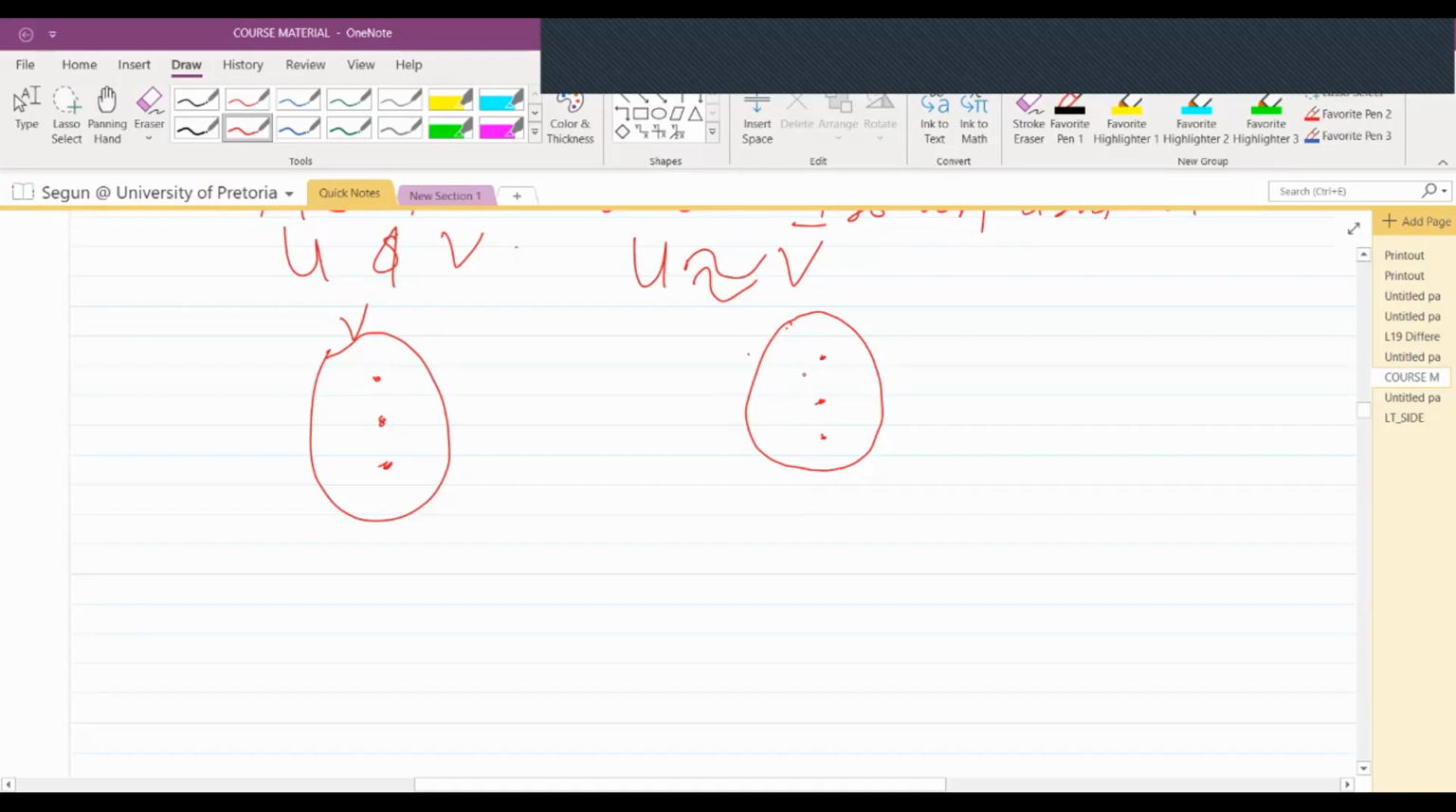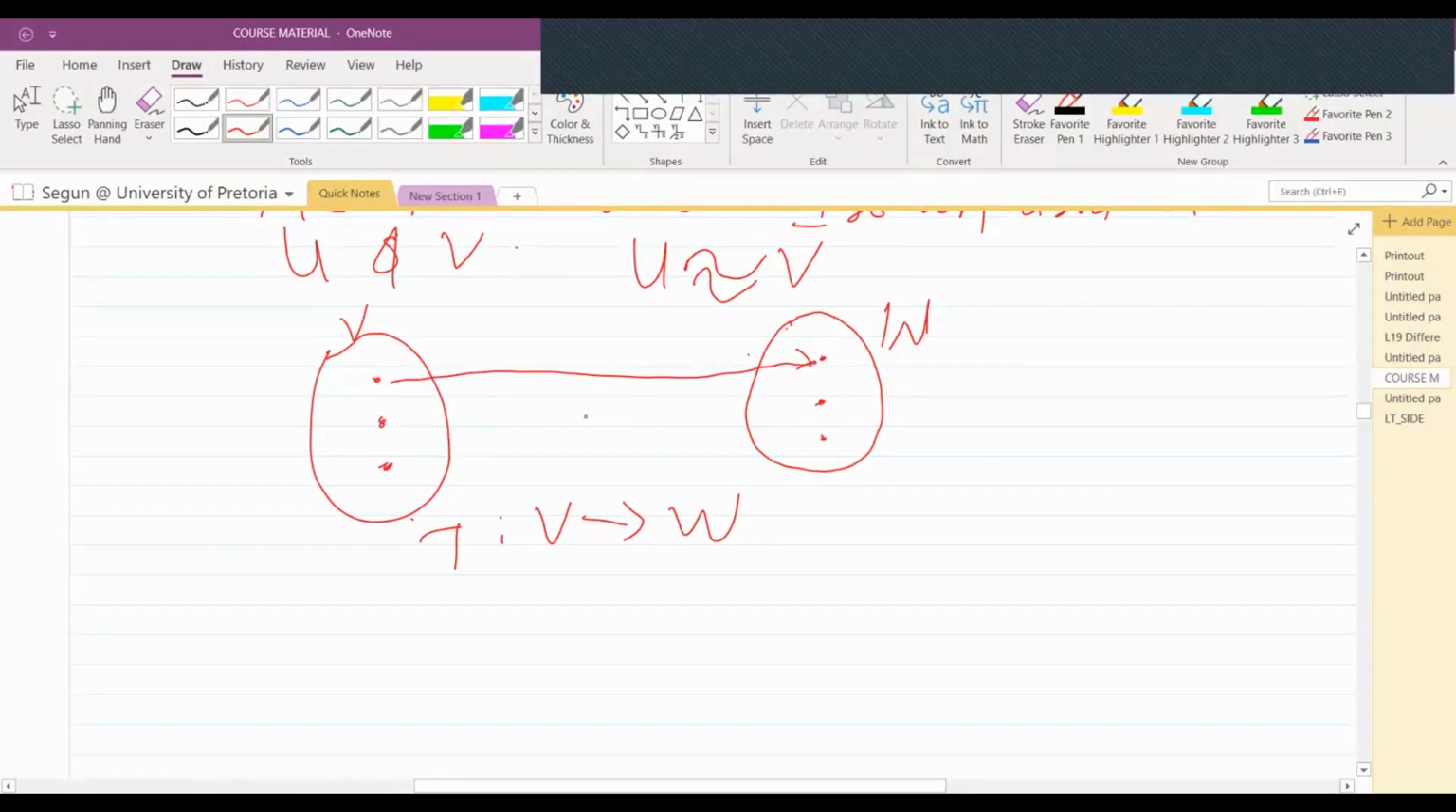So how do I know that this is a one-to-one map? Let's say we have our W codomain. Then say T such that V to W. Now, for this one to be one-to-one, it simply means this is mapped to this. Let's say A, B, C, D, and this also mapped to this, and this also mapped to this.